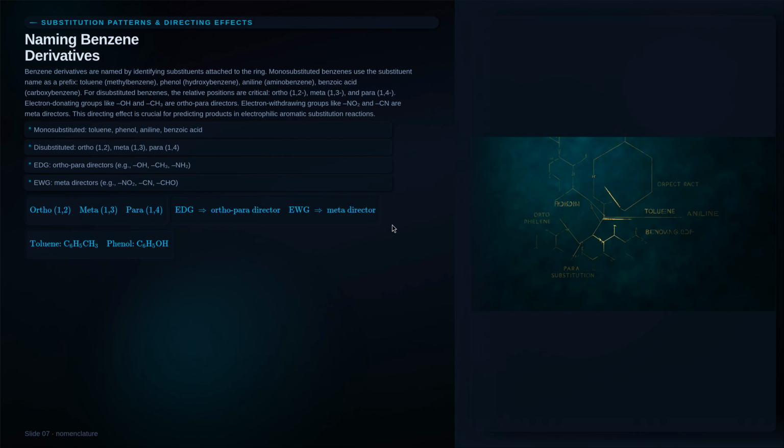Electron-withdrawing groups like nitro and cyano are meta-directors. This directing effect is crucial for predicting products in electrophilic aromatic substitution reactions.